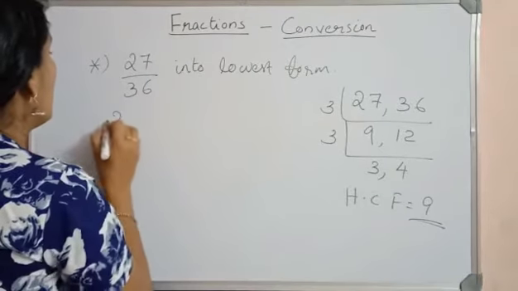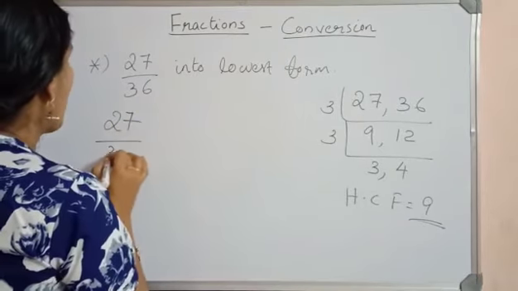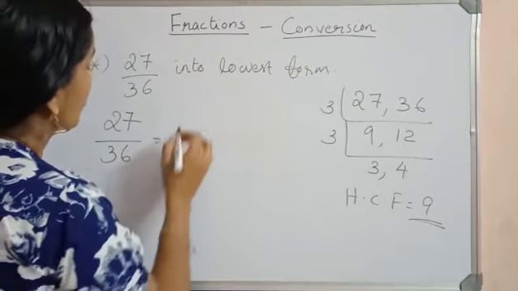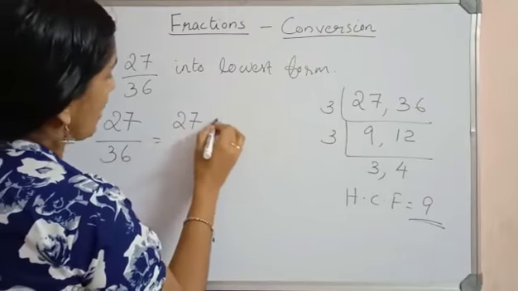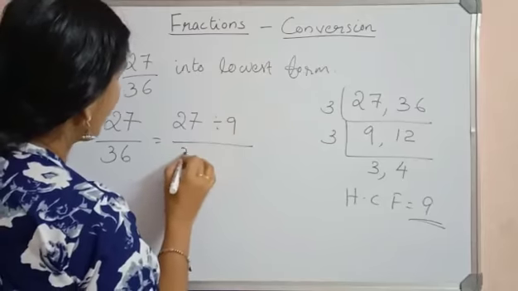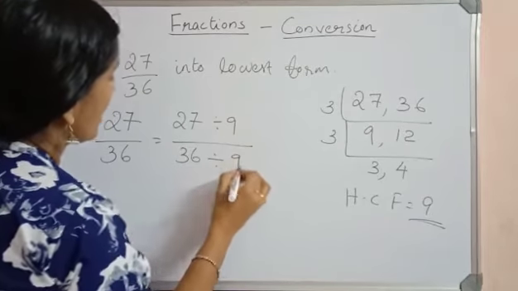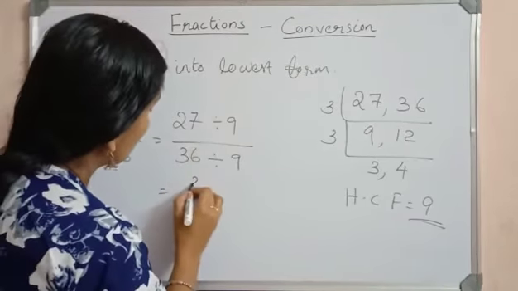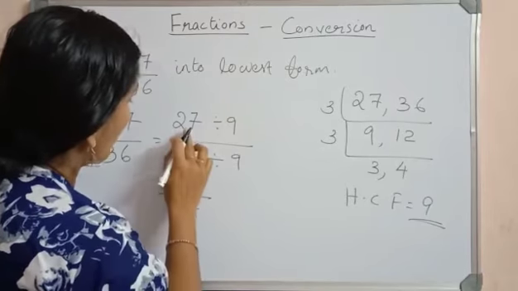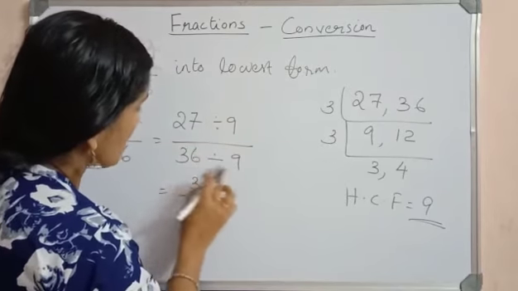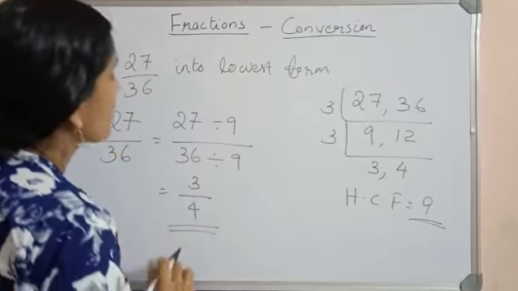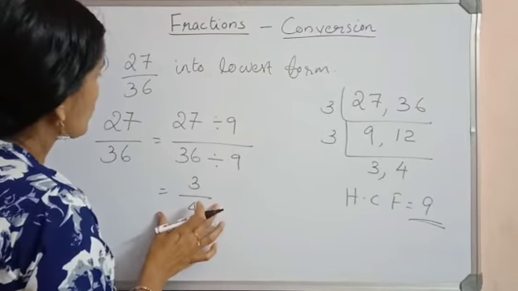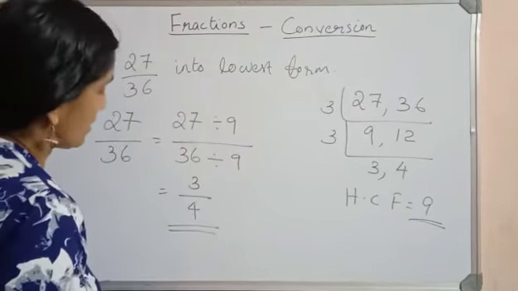Now, the fraction 27 by 36 is equal to 27 divided by 9 by 36 divided by 9, and that is equal to 3 by 4. 27 by 9 is 3, 36 by 9 is 4. This is the simplest form or the lowest form of 27 by 36.